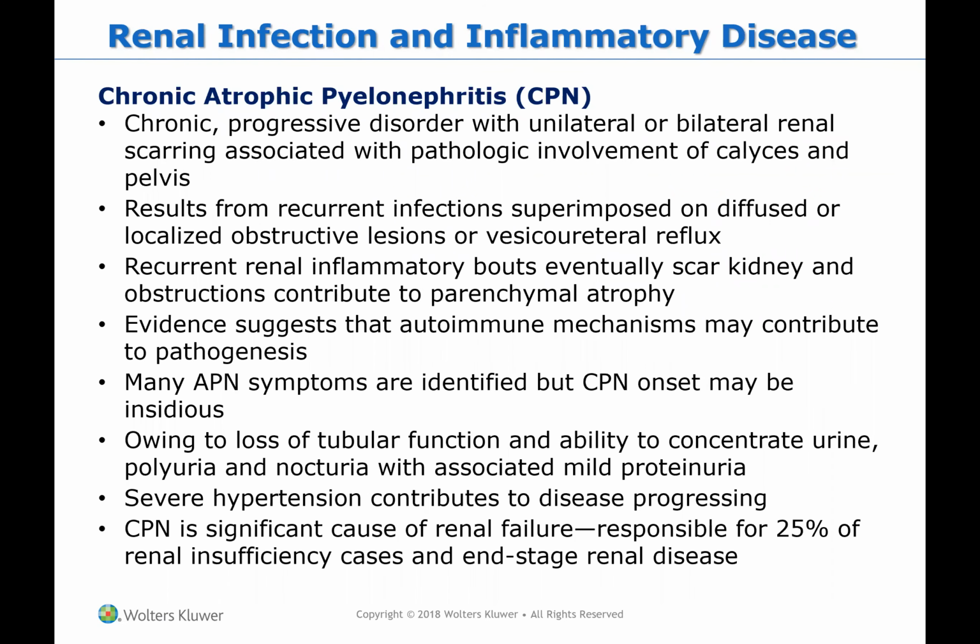Chronic atrophic pyelonephritis is a chronic progressive disorder with unilateral or bilateral renal scarring associated with pathological involvement of calyces and pelvis. It results from recurrent infections, superimposed on diffuse or localized obstructive lesions or vesicoureteral reflux. Chronic atrophic pyelonephritis is a really significant cause of renal failure. It's responsible for 25% of renal insufficiencies. So basically, it's like chronic kidney infections.